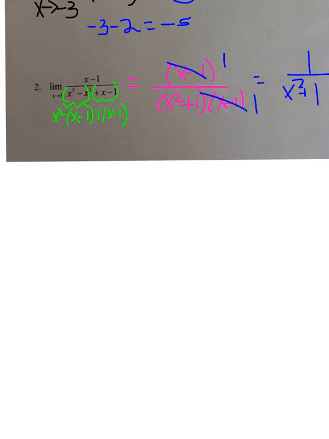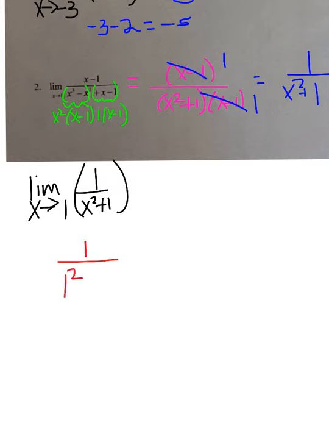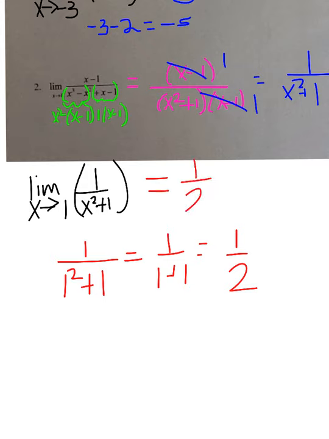So now we rewrite the limit. We write it now as the limit as x approaches 1 of 1 over x squared plus 1. So now I'm going to do direct substitution and plug in 1. So I have 1 over 1 squared plus 1. So that's 1 over 1 plus 1, which is 1 over 2. So the limit as x approaches 1 is 1/2. Okay, so that's it. Pretty simple.